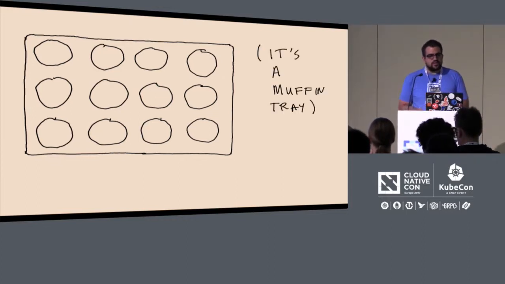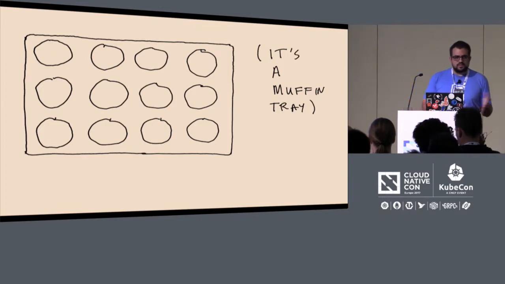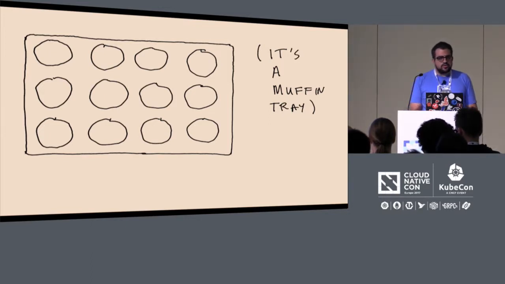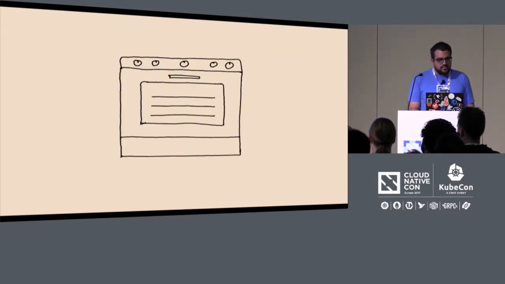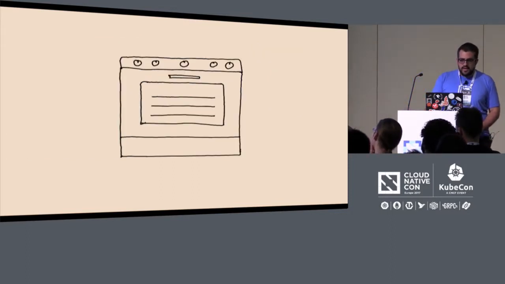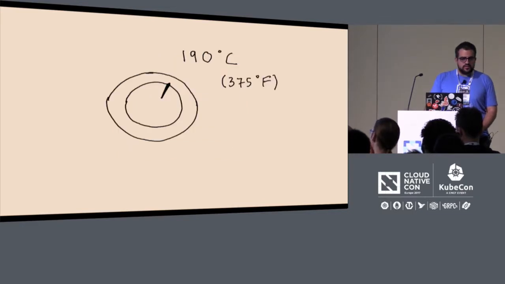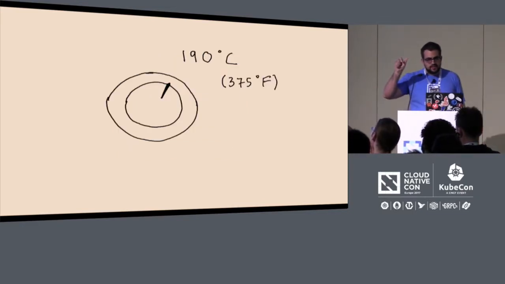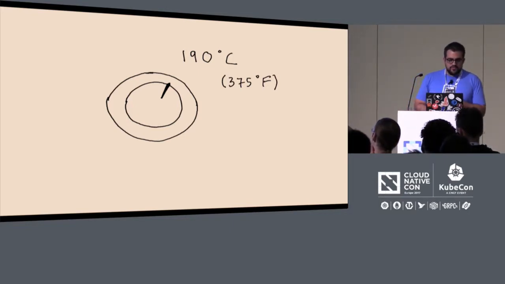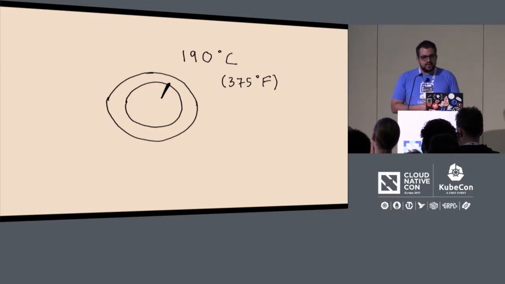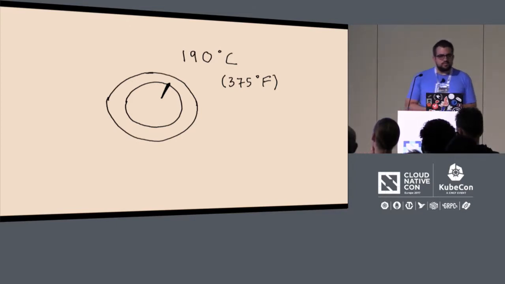So this is a muffin tray. It's not services or anything. This is a muffin tray. And so you want to be baking muffins. You're probably going to put them in your oven. This is your oven. And your oven has a thermostat. And you dial in 190 Celsius, 375 Fahrenheit. This is probably slightly too hot for muffins, but that's fine because this is a Kubernetes talk. I'm not a baker.